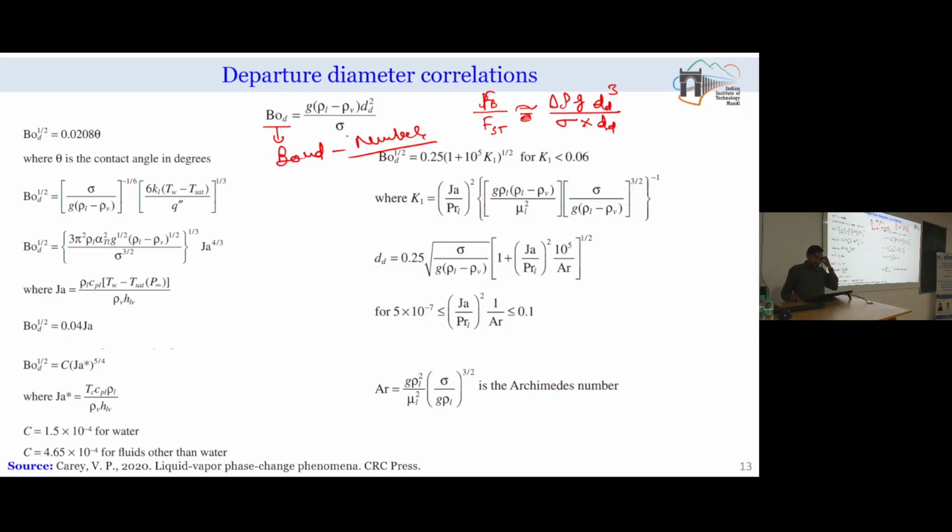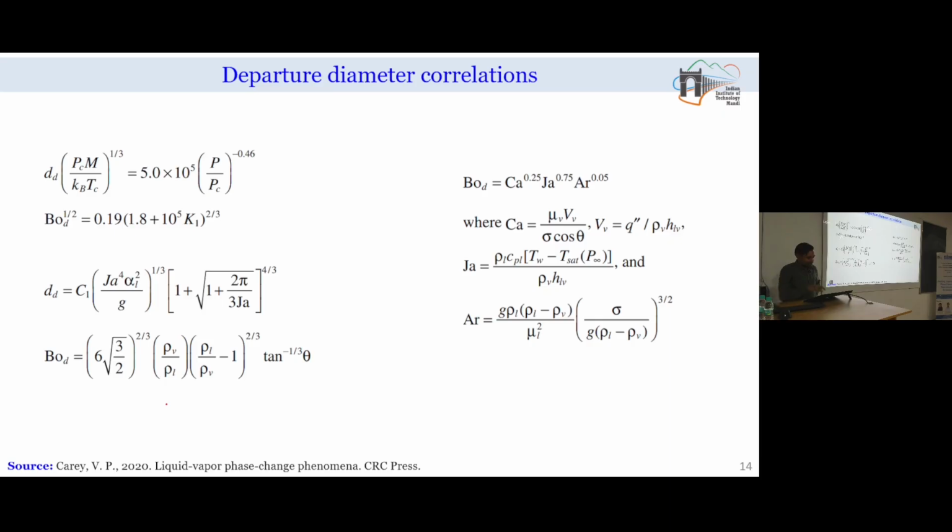Now, because it represents the competition between the buoyancy and the surface tension forces, for a surface there will be some critical limit of the Bond number above which the bubble will depart from the surface. These are some of the correlations listed here for the departure of the bubble from the surface. You can find different correlations. This data is compiled from various literature, and if you are doing a boiling experiment with some visualization of the bubble, you can measure the diameter and compare it with some of these correlations.